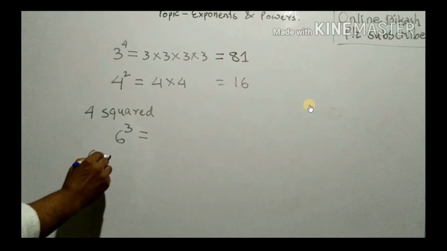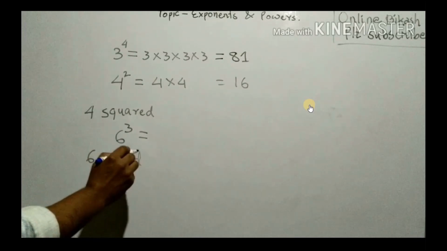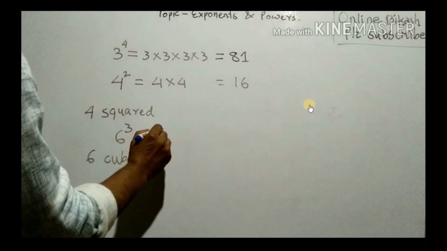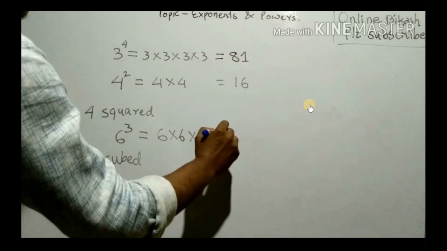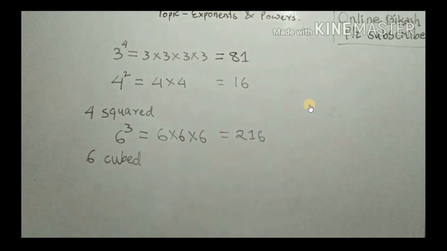Is it clear? And now 6 cube. Whenever the power is 3, it has a special name, that is cubed. So we are clear what squared and cubed are. But except 2 and 3, if there is any other number, say 4, 5, 6, 7, we will say 4 to the power 5, or 4 to the power 6 or 3 to the power 6. But whenever the power is 2, we will call it squared, and whenever the power is 3, we will call it cubed. Now 6 cube means 6 will be multiplied 3 times repeatedly, and the answer is 216. Is it clear?